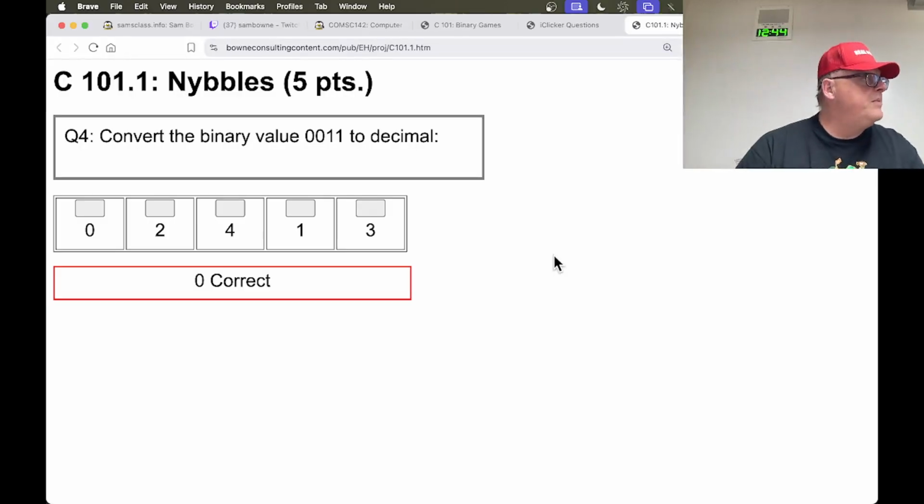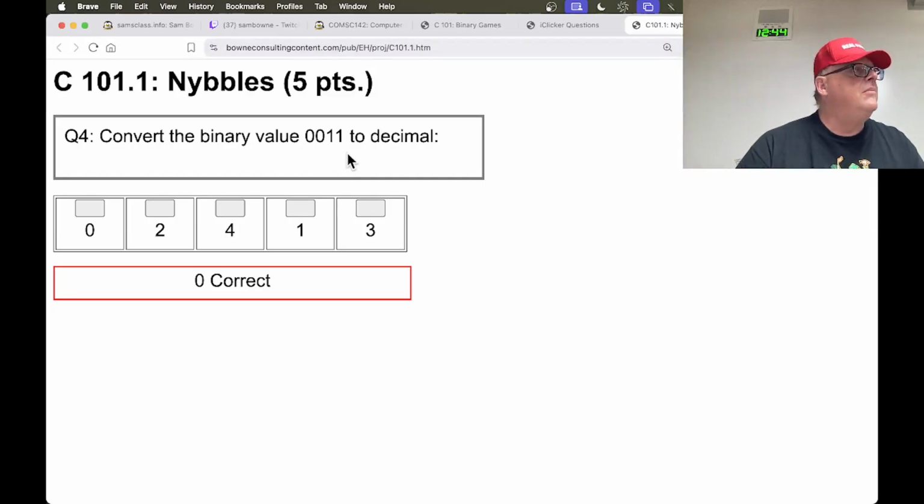It's not 2, because the right digit is the number of 1s, and the next one is the number of 2s. So 1 0 would be 2. Any other guesses? 12, you say? It's not 4, because this digit is the number of 1s, this digit is the number of 2s, and that digit is the number of 4s. So 4 would be 1 0 0.